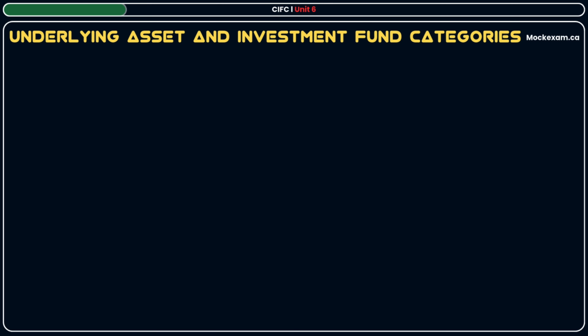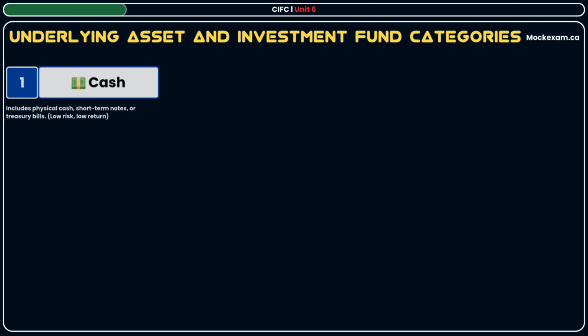Based on our scenario, let's say you have a client called Mr. John. John asks you, okay, what does the fund manager invest in? Mutual funds hold different types of investment, also called underlying assets. There are 5 main types of underlying assets that mutual fund managers invest in.